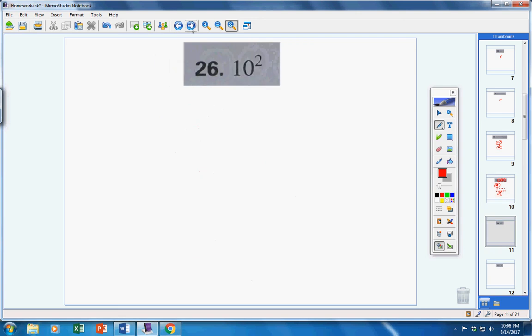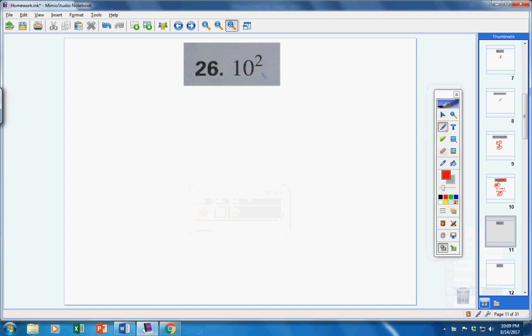Alright, moving on now to the section numbers 26 through 34. The directions say to evaluate the power. That means to solve it. Okay? So that's what we're going to do for numbers 26 through 34.